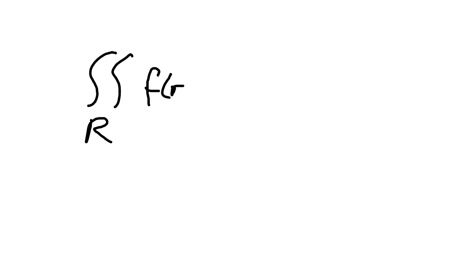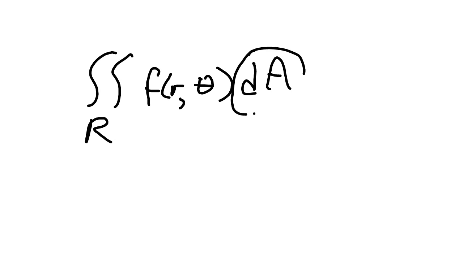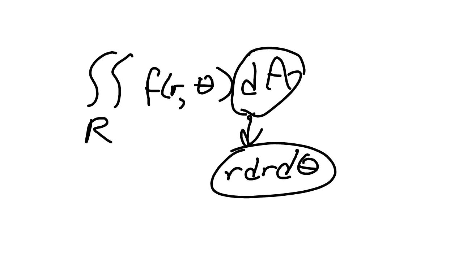But anyway, what we're going to end up with is a Riemann sum, and we're going to have a double integral over region R of f of r theta dA. But what happens is dA in polar coordinates is going to be r dr d theta. So this is one thing that you're going to want to know in polar coordinates: the dA is r dr d theta.